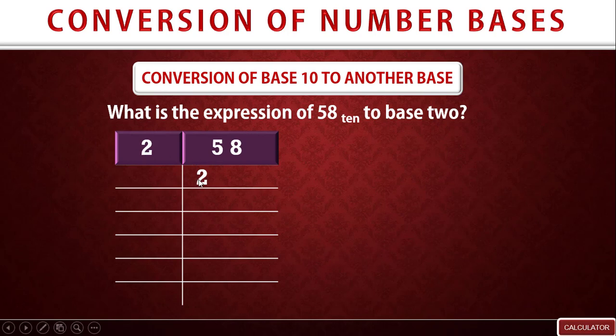2 times 2 gives us 4. 5 minus 4 is 1. So remainder 1.